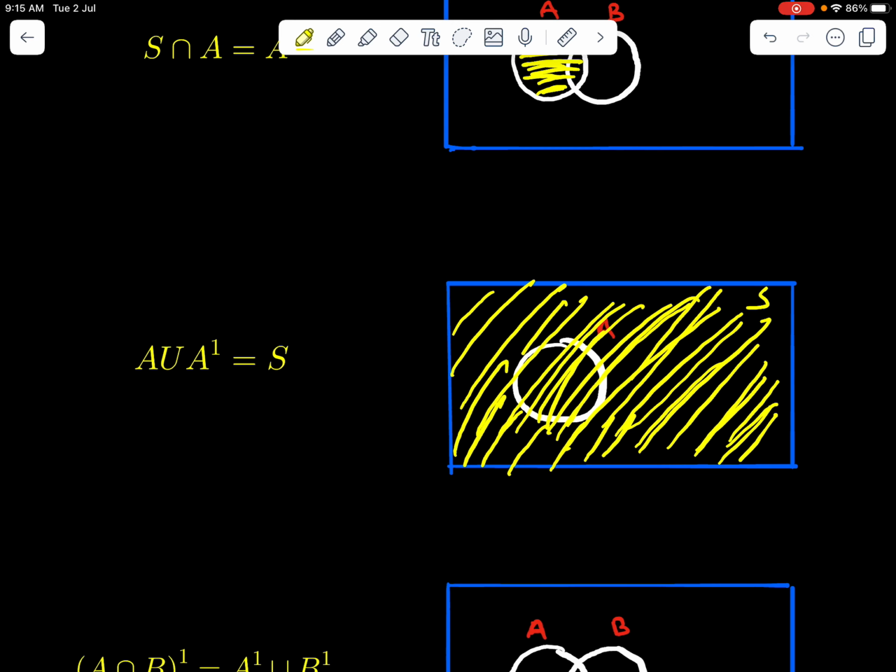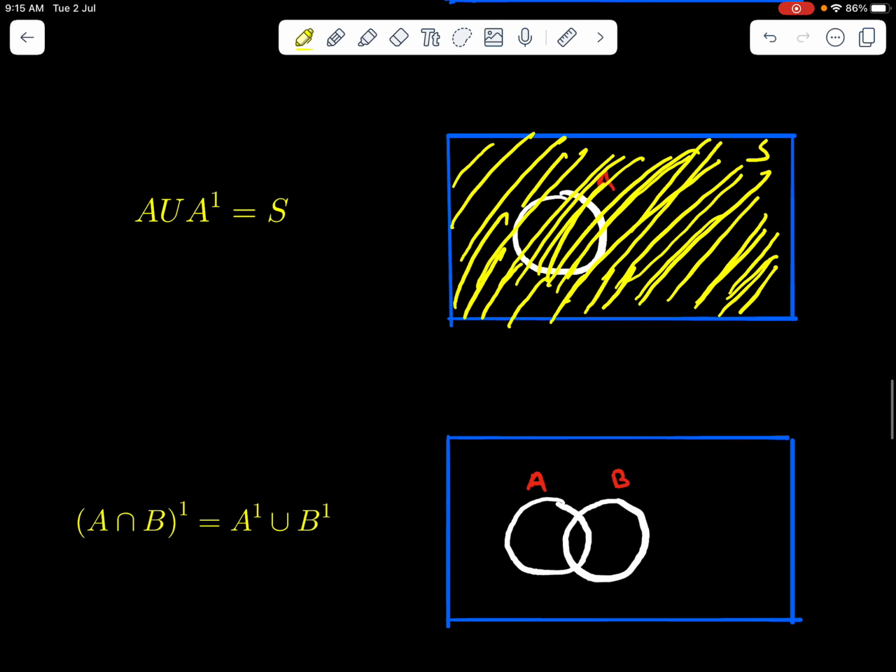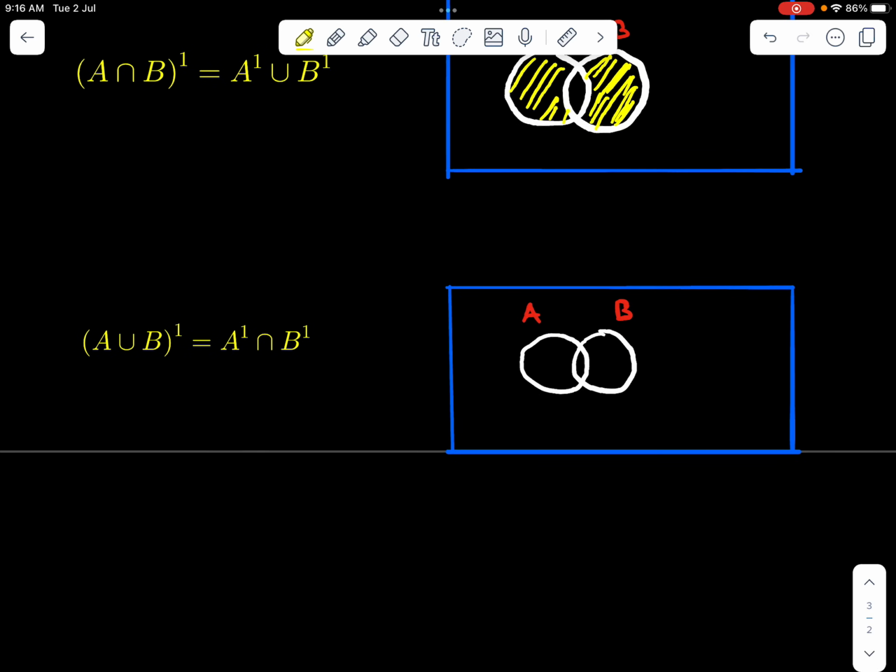Next, A intersection B whole dash, that is equal to A dash union B dash. Next one, A union B whole dash, that is equal to A dash intersection B dash.